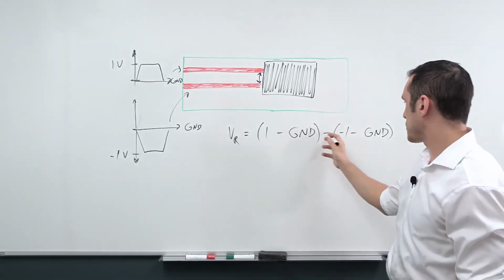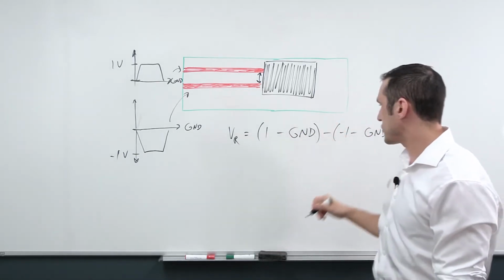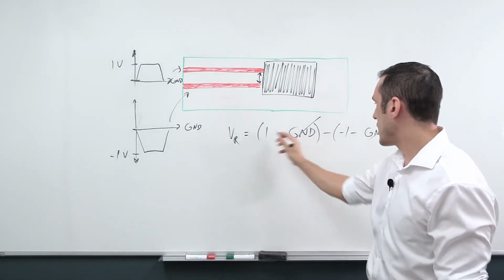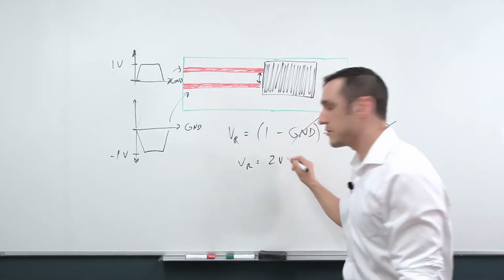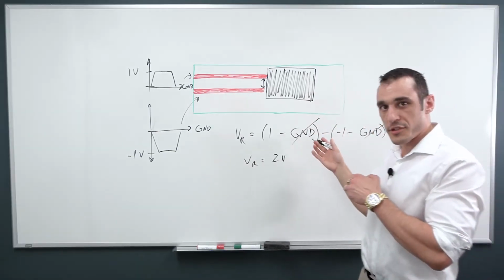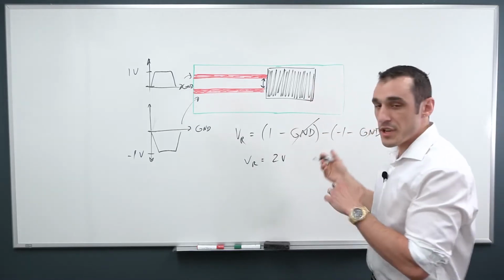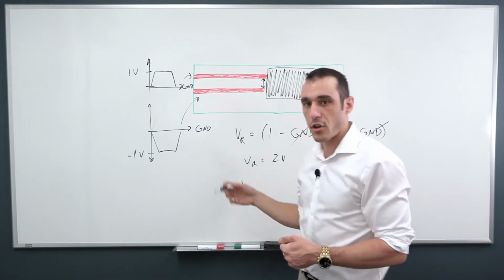And so if I distribute the negative sign in, I combine like terms, and I subtract these grounds, these two grounds are going to cancel out, and then I would get 1 minus -1. So the voltage that I read out is just 2 volts. This actually reveals something really important about differential pairs, and the reason that they're actually used on very long connections.